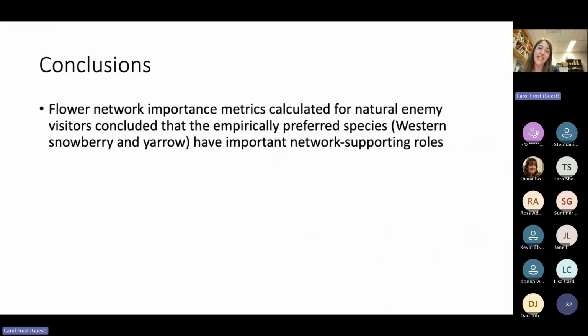So conclusions from this: flower network importance metrics calculated for natural enemy flower visitors concluded that the empirically preferred species, western snowberry and yarrow, also have important network supporting roles.